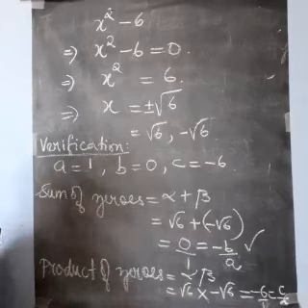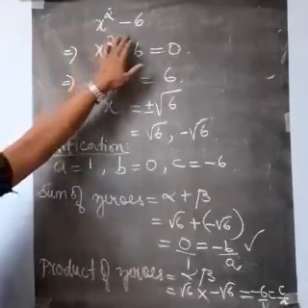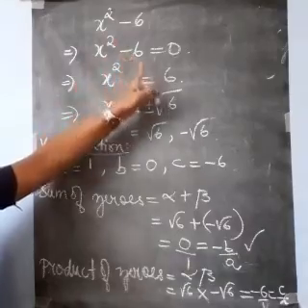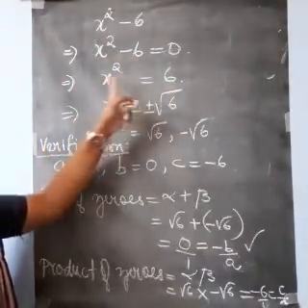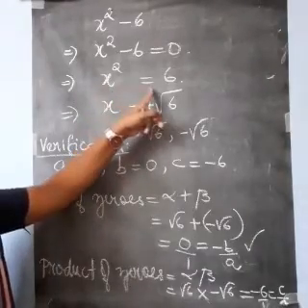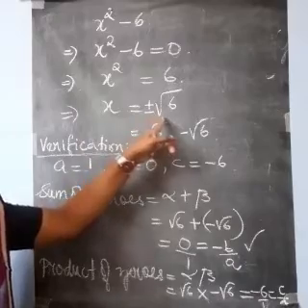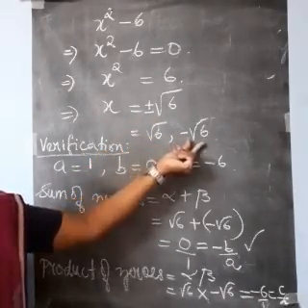Have you understood, children? Now let us recap this. We have a polynomial x squared minus 6. We are finding the zeros of this polynomial. So for that I have equated it to 0. When I have equated it to 0, by transposing I get x squared is equal to 6. So what is x equal to? Plus or minus root 6. So alpha is equal to root 6 and beta is equal to minus root 6.